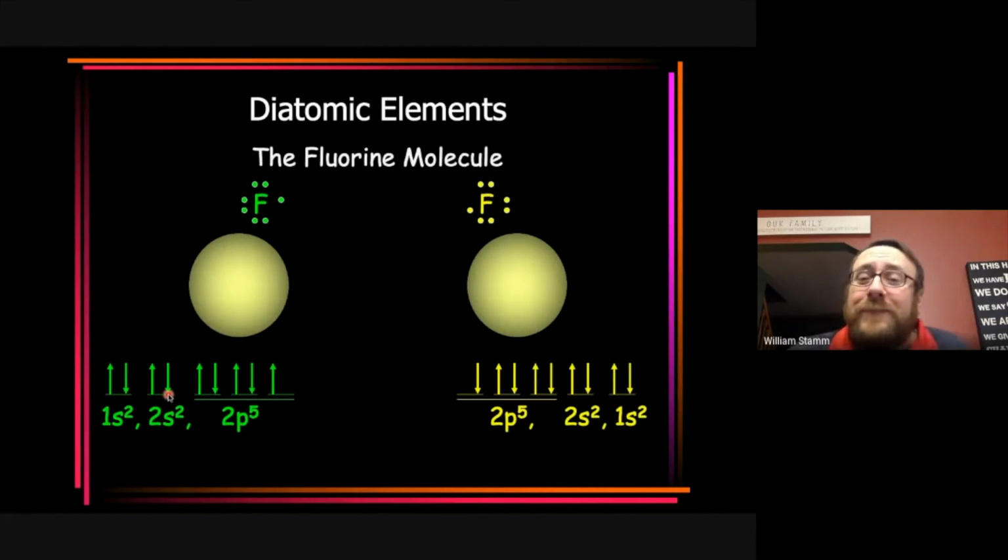Let's do it with fluorine. We kind of skipped a couple. We skipped oxygen and nitrogen. We'll get back to those later. But the fluorine molecule is another one of those diatomic elements. It likes to form a covalent bond with itself, basically.